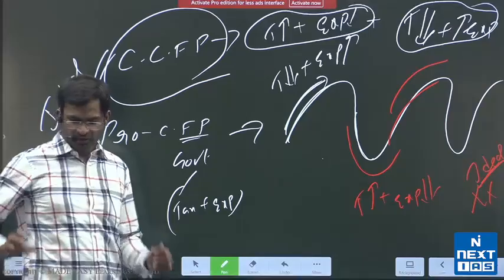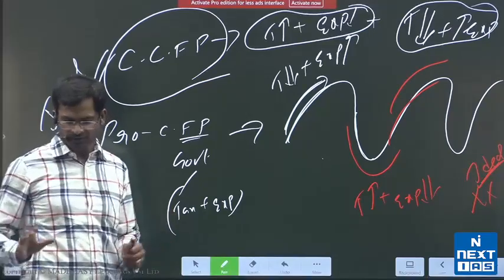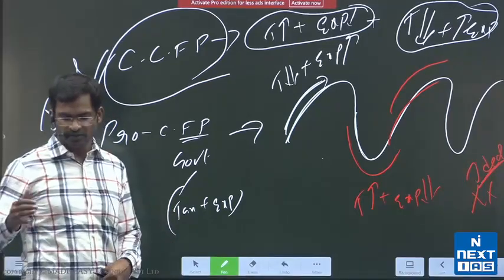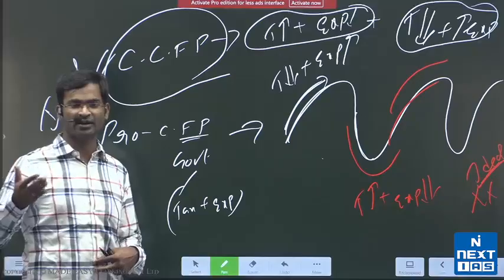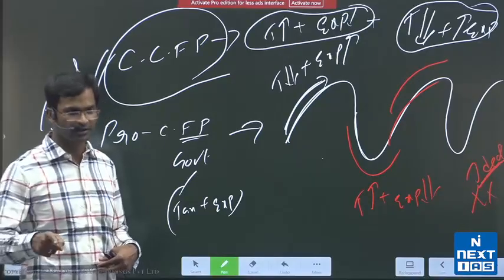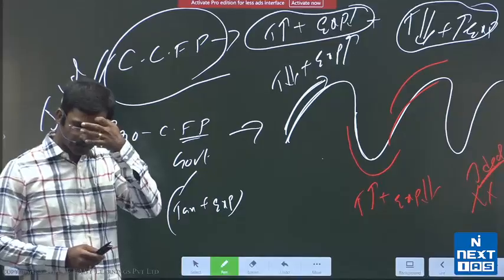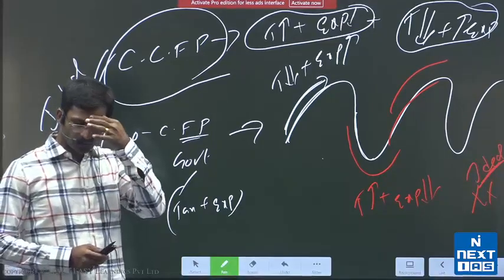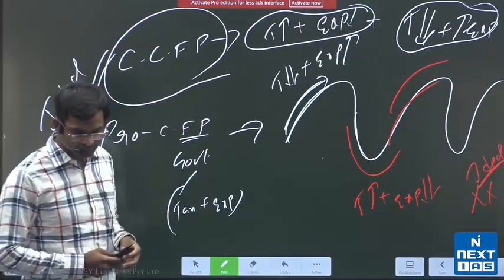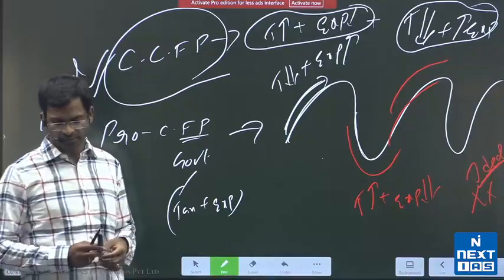Tell me, during the pro-cyclical fiscal policy, when economy is booming, will taxes be increased or reduced? Reduced. Write, taxes are reduced. People confuse here, I know. Taxes are reduced, comma, expenditure increased.